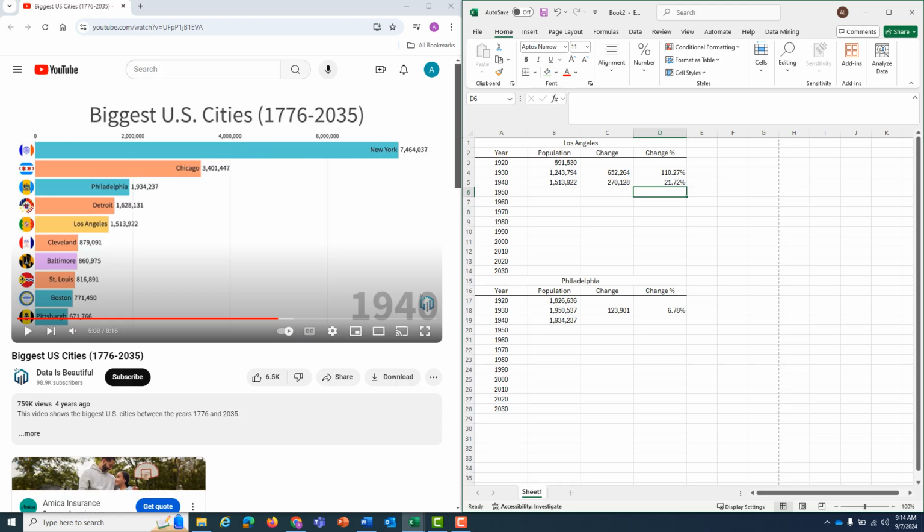What about for Philadelphia? Well, we're going to say this is equal to what it is in 1940 minus what it was in 1930. And there's a decrease of 16,300 people. Find that as a percentage, and it's going to be equal to the change that we had divided by what the population was in the year before. And that comes out to a decrease of 0.84%. So Philadelphia's population actually declined in the 1930s up until the point in 1940.